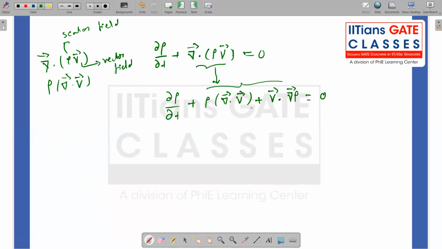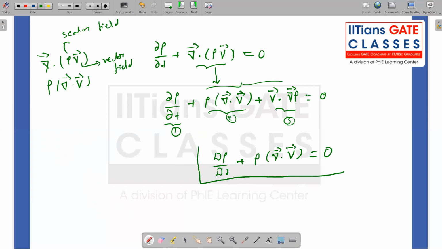Now you see here, this should ring a bell. If I have the first term and the third term together, the second term, the first term and third term, say as this is a total derivative, right? So I can write together as d rho by dt plus rho times del dot v is equal to 0. This is another form of a continuity equation.